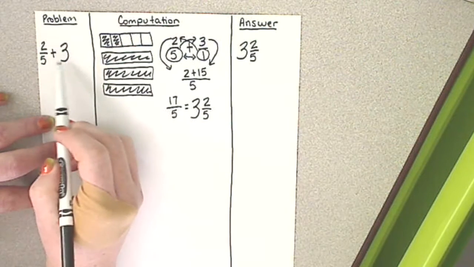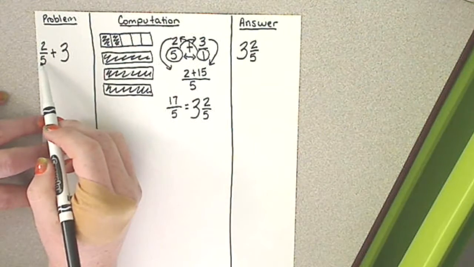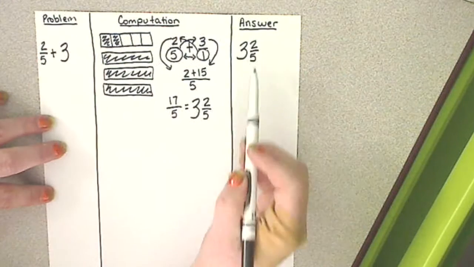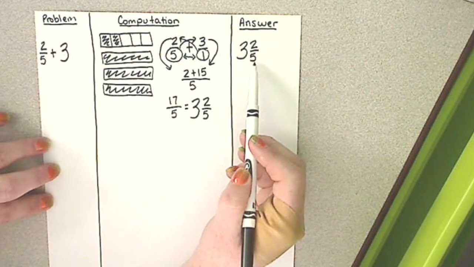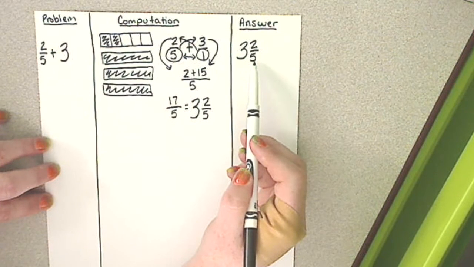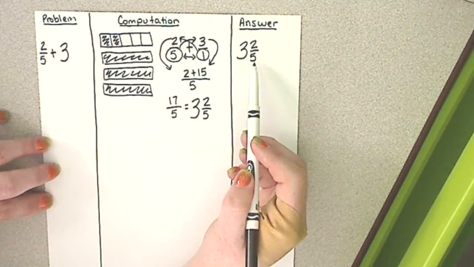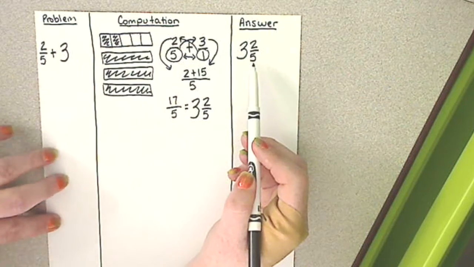So if you're simply adding a whole number to a fraction, it's not very complicated. It's literally just going to be the whole number with the fraction. But just remember, you might need to reduce the fraction that it's connected to.